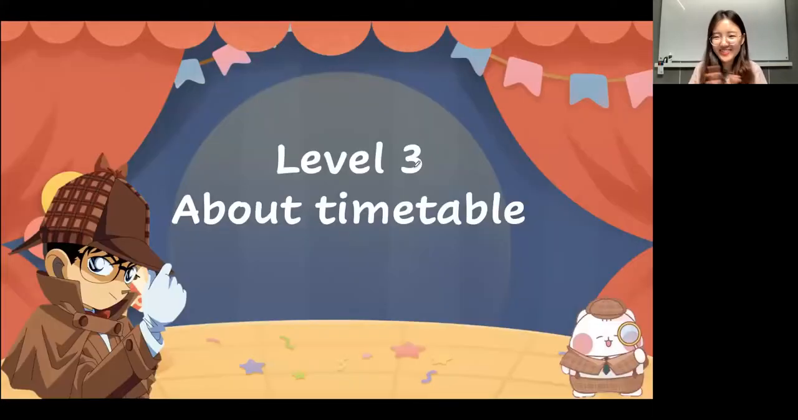Now let's move to level 3, everyone. For level 3, it will be much more interesting. Let's see what will happen. In this part, we will learn about the timetable. So the timetable is very, very closely connected with our daily life. For example, your class schedule. In your school, you will see the timetable, right? And when you take the subway or take the train, you will see the timetable. So what can we do to solve the timetable question?